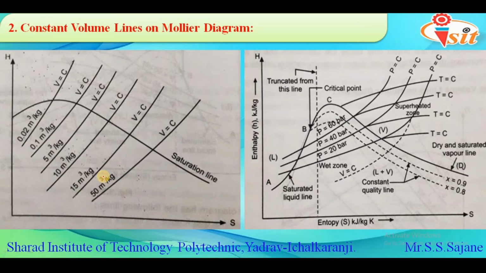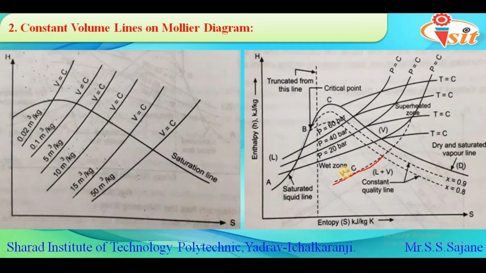We can also see these constant volume lines on the right hand side, that is the actual Mollier diagram, where the line is again represented by a dotted line, and we can see there V equal to C, which represents a constant volume.